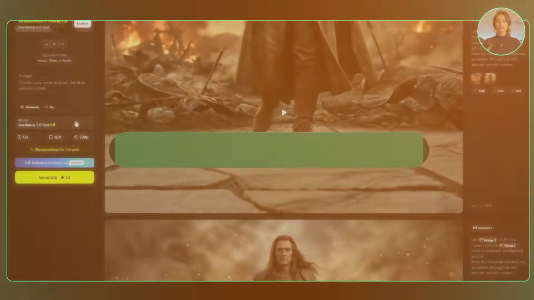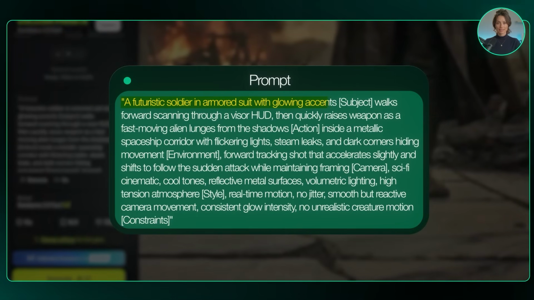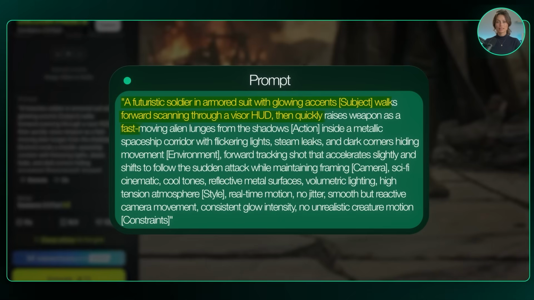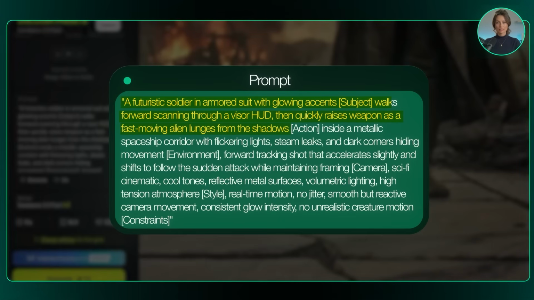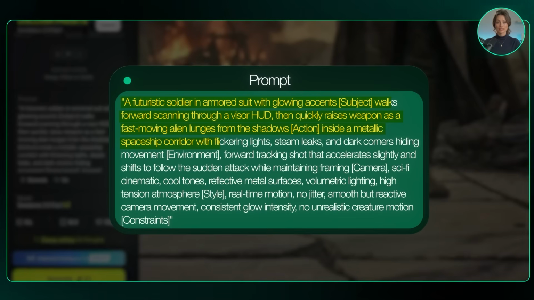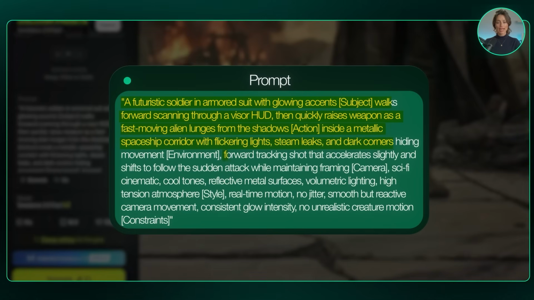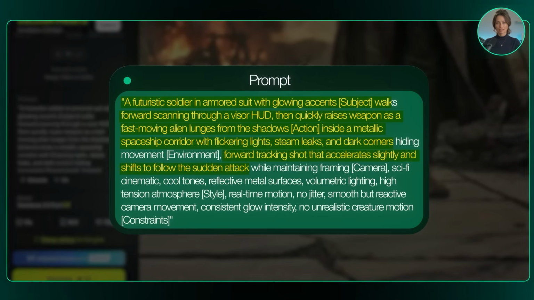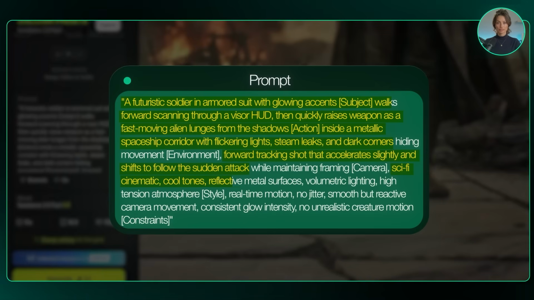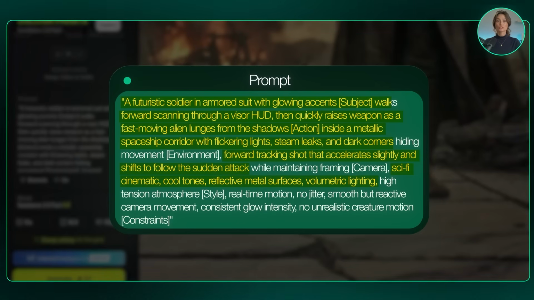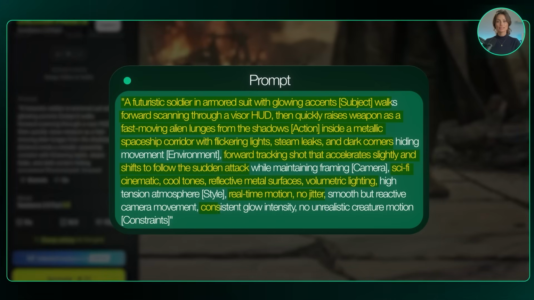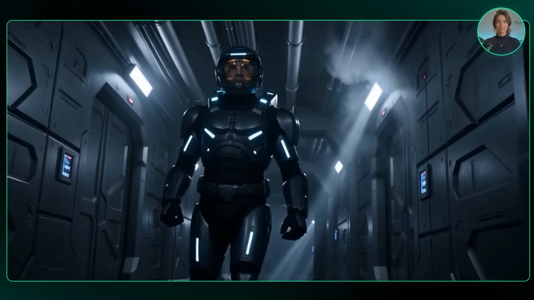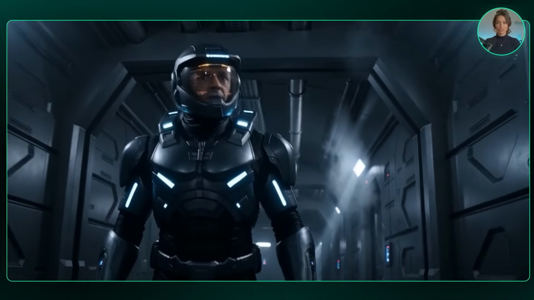Second, subject, a futuristic soldier in an armored suit with glowing accents. Action, walks forward scanning through a visor HUD, then quickly raises his weapon as an alien lunges from the shadows. Environment, a metallic spaceship corridor with flickering lights, steam leaks, and dark corners. Camera, forward tracking shot that accelerates and shifts to follow the sudden attack. Style, sci-fi cinematic, cool tones, reflective metal surfaces, volumetric lighting. Constraints, real-time motion, no jitter, consistent glow intensity. The result handles the sudden movement really well. The camera shift feels reactive and natural, exactly like a real action sequence.